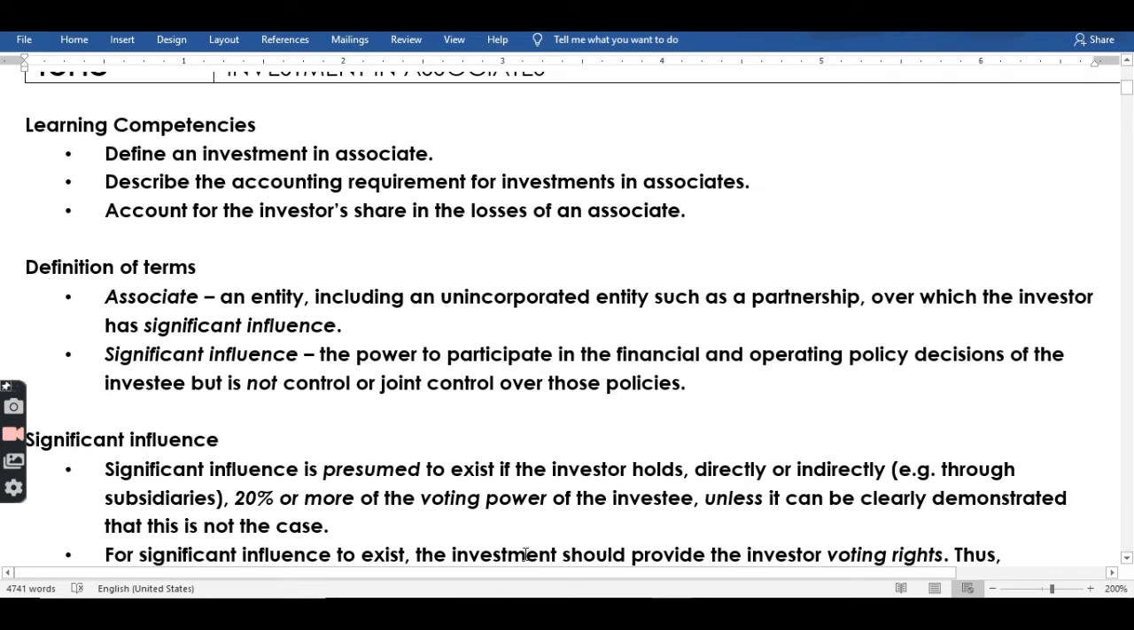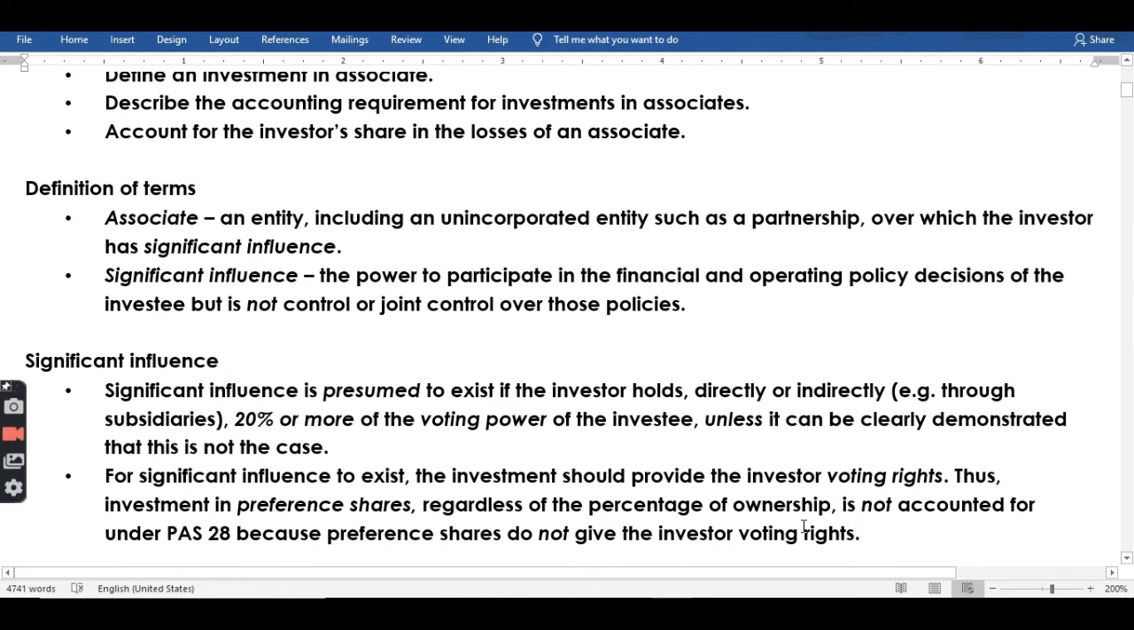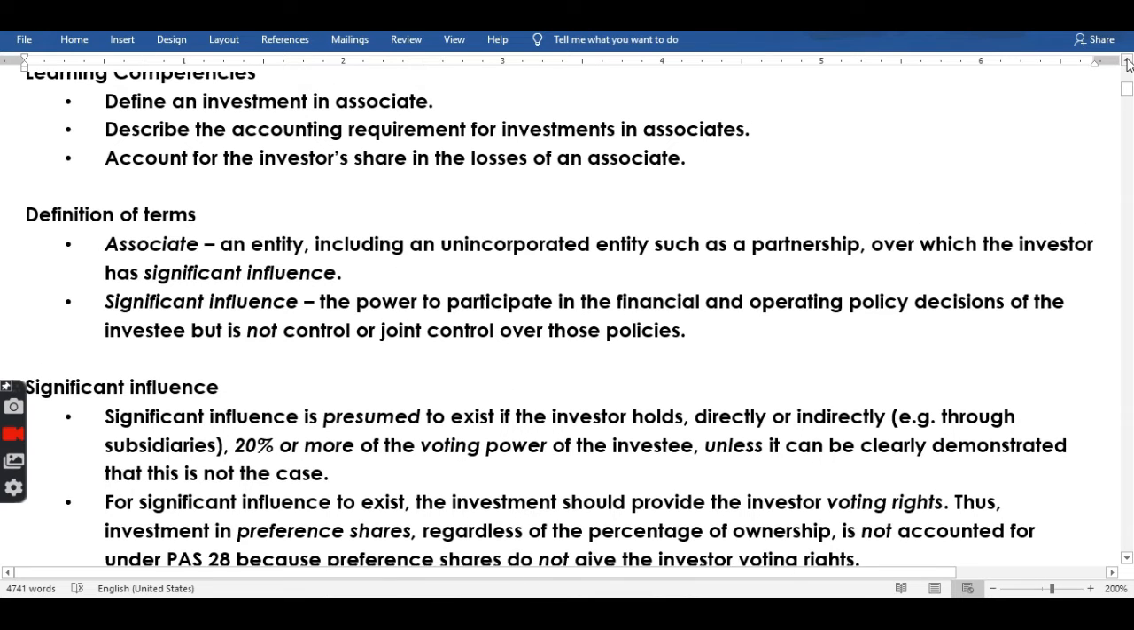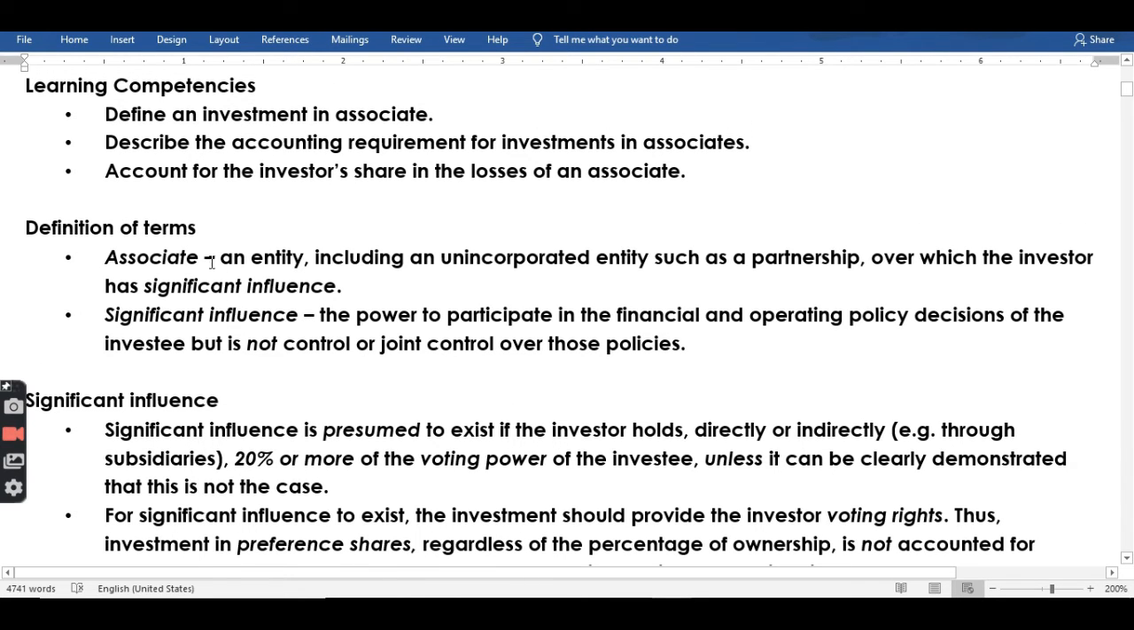Okay? So for our learning competencies for this particular topic, these are the things that we are going to learn. First will be to be able to define investment in associate, kasi if you do not know what investment in associate is, then hindi mo din maka-classify at hindi mo ma-account ng tama. Next is you're going to describe the accounting requirement for investment in associate.